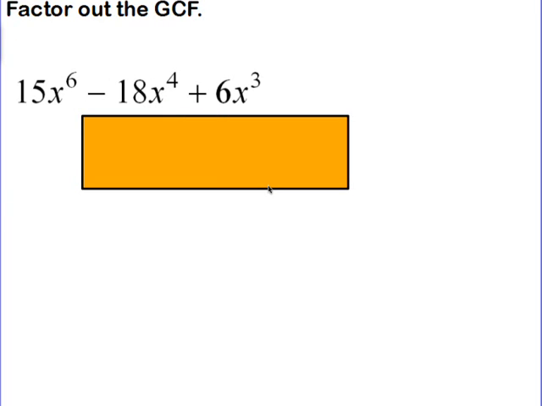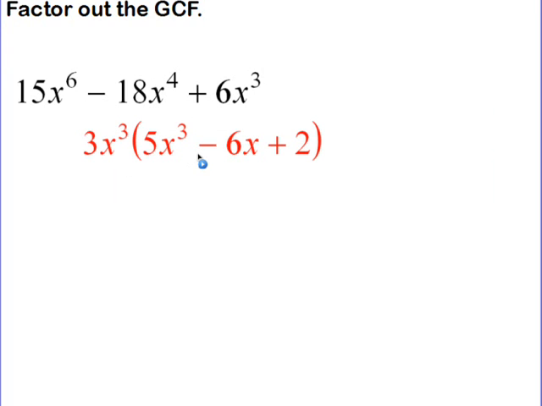Factor out the GCF of 15x to the 6th minus 18x to the 4th plus 6x to the 3rd. The GCF would be 3x to the third, parentheses, 5x to the third, minus 6x plus 2, shut that parenthesis.